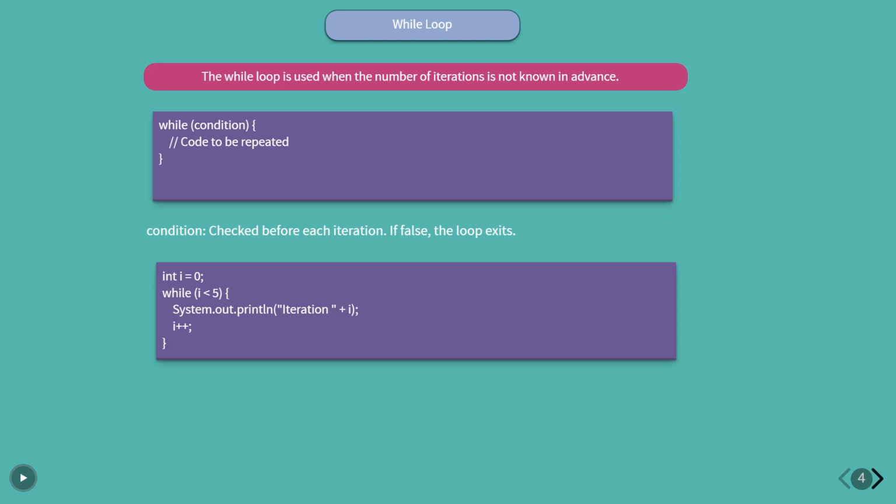In this example, condition i less than 5 is checked before each iteration. Loop exits when this condition is false.